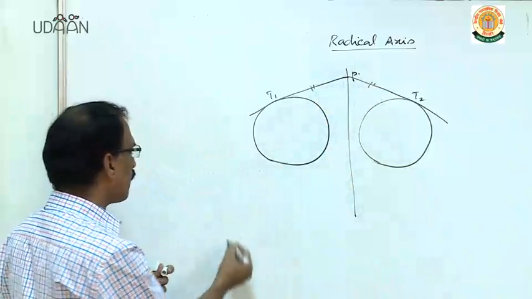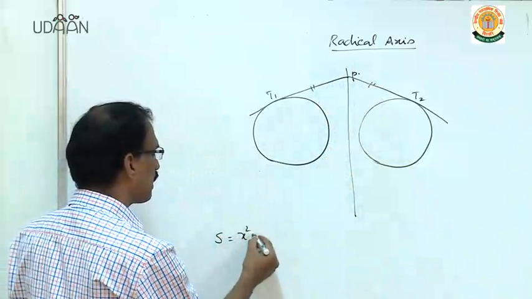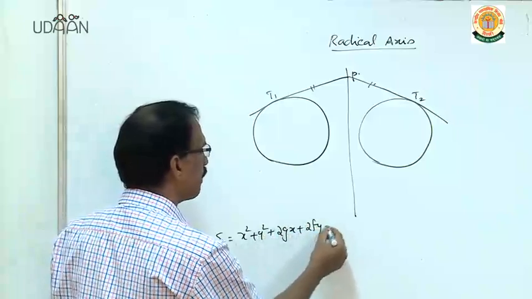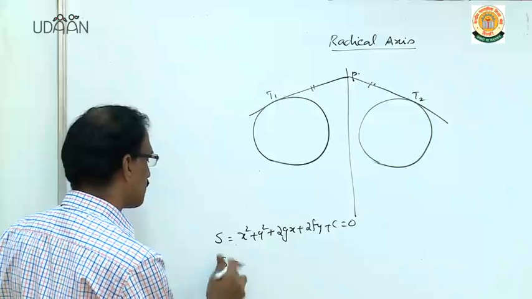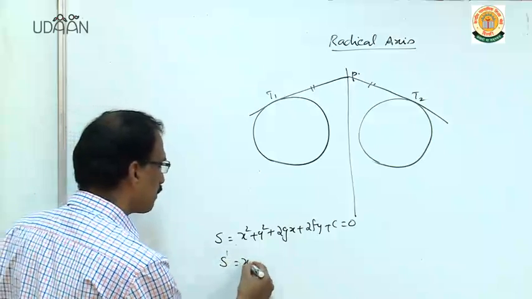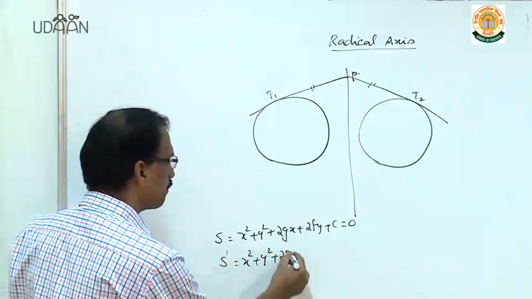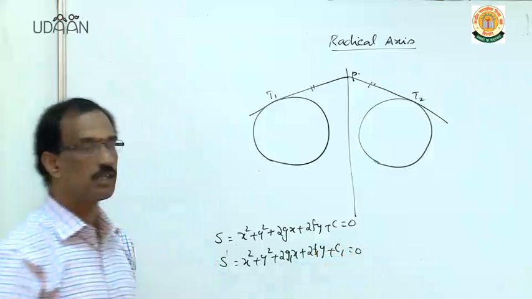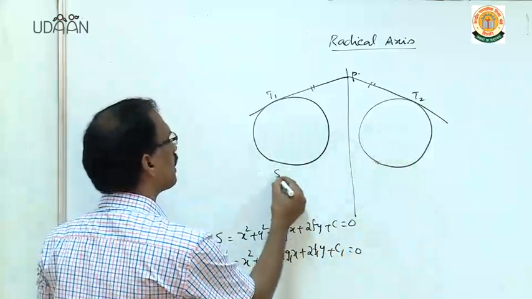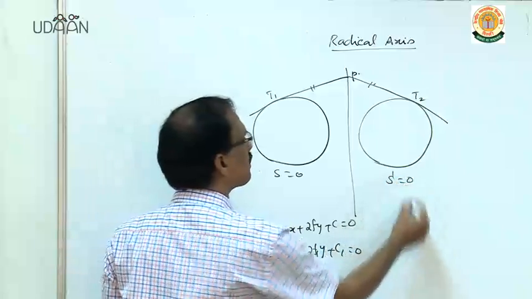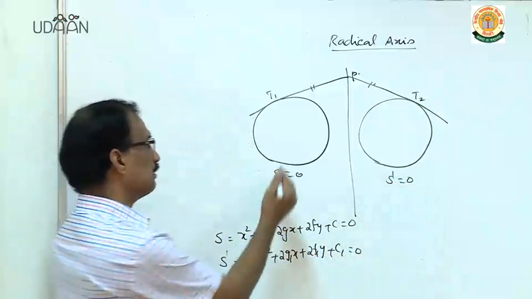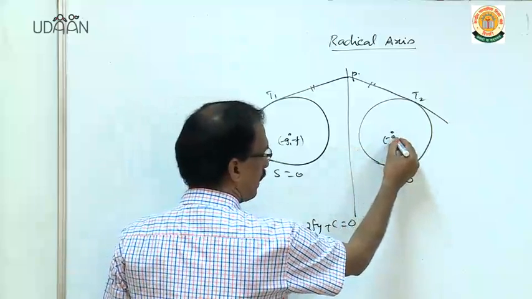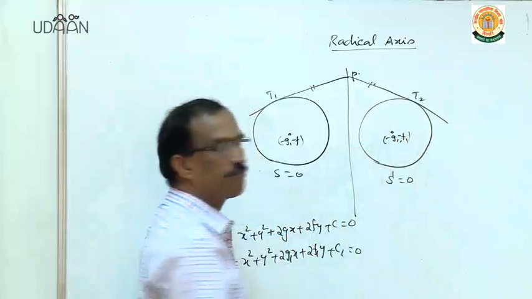Suppose you have the equation, the first one, S equals x square plus y square plus 2gx plus 2fy plus c equal to 0. S dash equals x square plus y square plus 2g1x plus 2f1y plus c1 equal to 0. These are the two circles. This is S equal to 0 and this is S dash equal to 0. With the centers we have minus g, minus f and this one minus g1, minus f1.